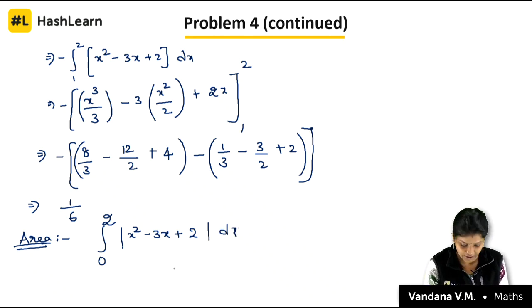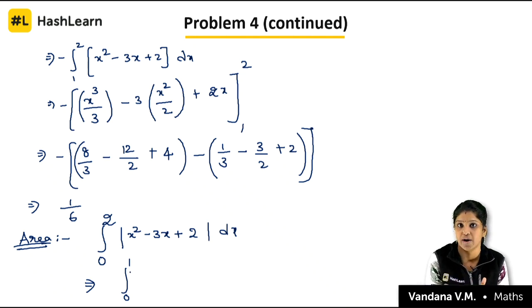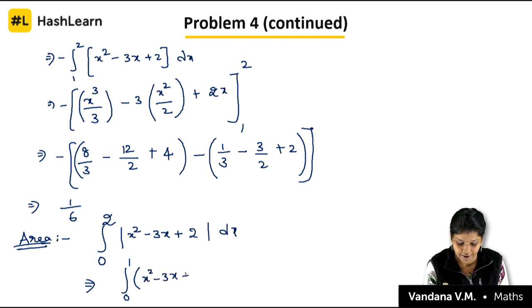How I am going to split this? I am going to split this as integral 0 to 1. Between 0 and 1, what is the nature of the graph? It is positive. So, that is x square minus 3x plus 2 into dx plus integral 1 to 2.